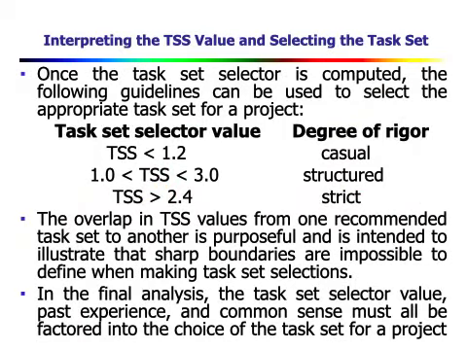So once the task set selector is computed, the following guidelines can be used to select the appropriate task set for a project. That is, if the task set selector value is less than 1.2, then the degree of rigor is casual. If it is between 1.0 and 3, then it should have a structured degree of rigor. Then if it is greater than 2.4, then it should have a strict degree of rigor.